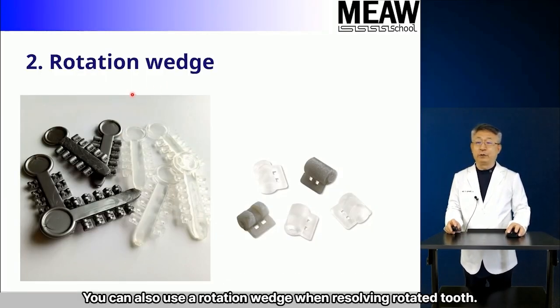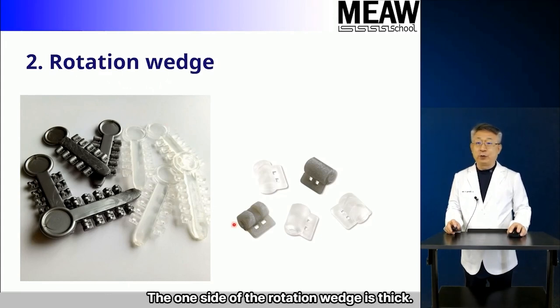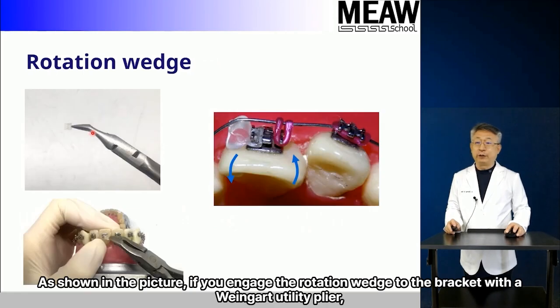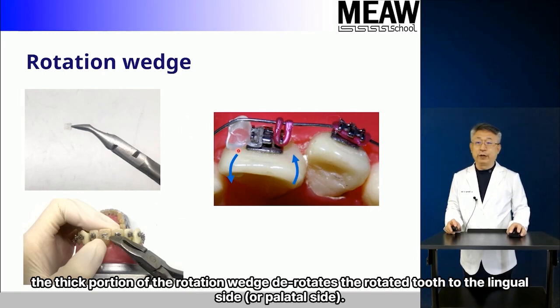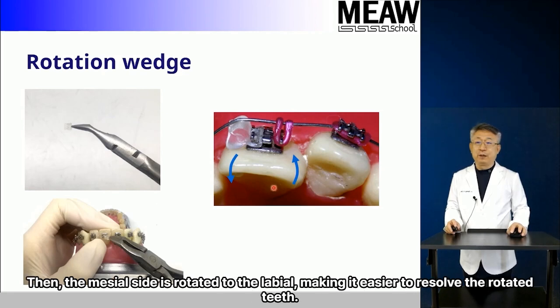You can also use a rotation wedge when resolving a rotated tooth. One side of the rotation wedge is thick. As shown in the picture, if you engage the rotation wedge to the bracket with a Weingart utility plier, the thick portion of the rotation wedge derotates the rotated tooth to the lingual side or palatal side. Then, the mesial side is rotated to the labial, making it easier to resolve the rotated teeth.